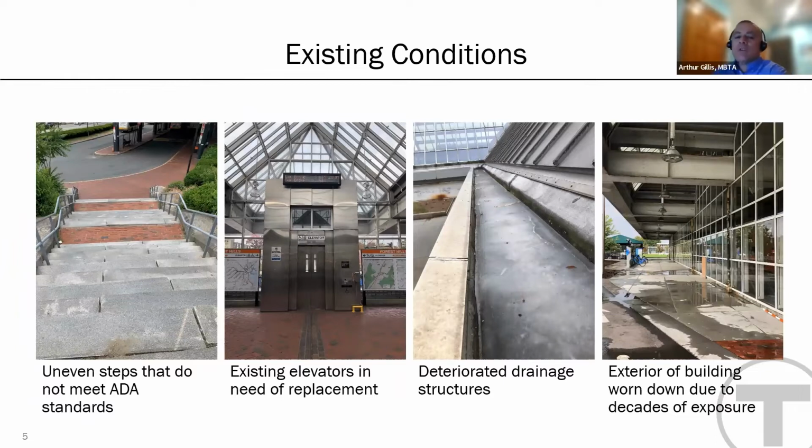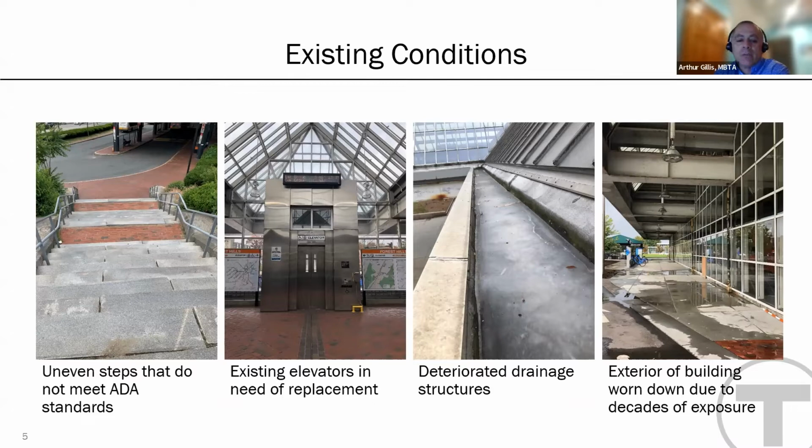This slide shows some examples of how the station has aged over the last 35 plus years. The first image on the left shows the staircase located near the corner of Washington Street and the Arborway that goes from the ground level to the lower busway. The next image shows a typical elevator that will be renovated. The third image shows some of the failing roof drains located at the station roof. And as you can see, ice has built up and water is not draining properly.